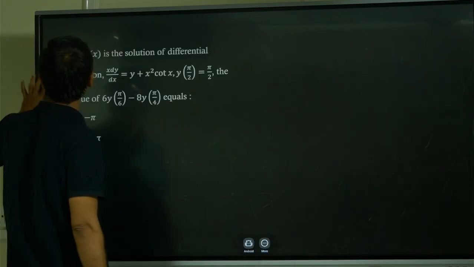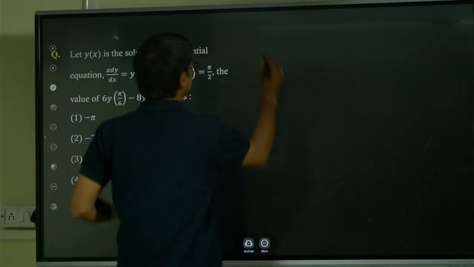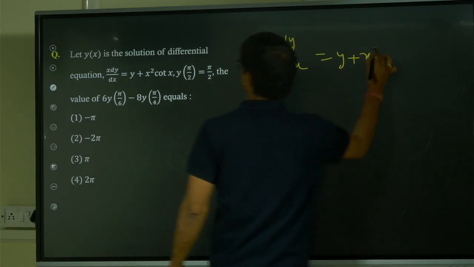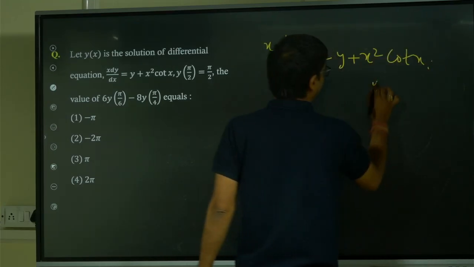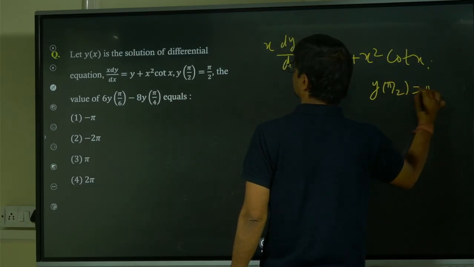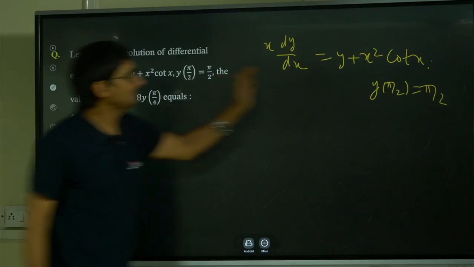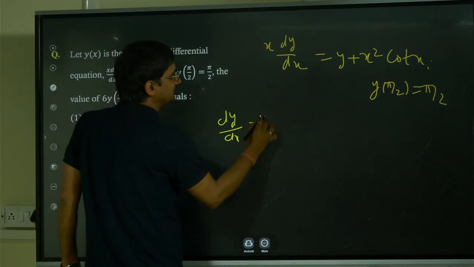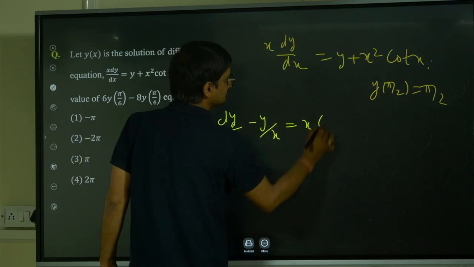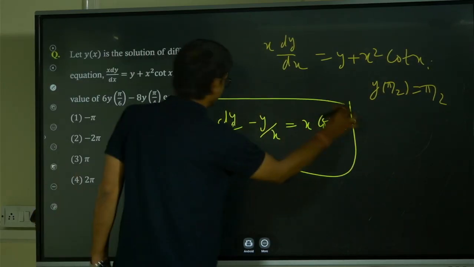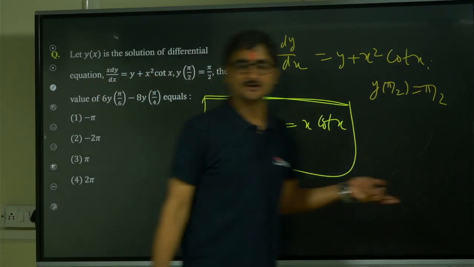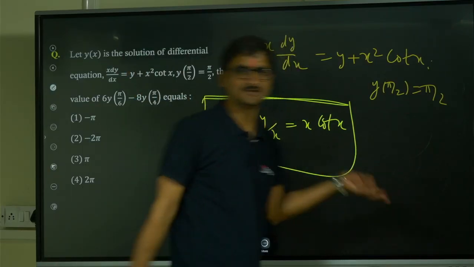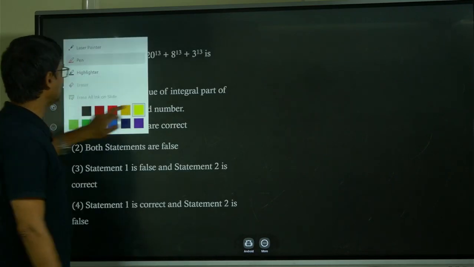So now moving to the next one, the solution of this equation, which is x dy by dx is equal to y plus x square cot x, and y at x equal to pi by 2 is pi by 2. Then we have to find some value. As we can see, we can definitely solve it. It's a simple LDE type of form, where the integrating factor is e raised to the power integral of minus 1 by x, which happens to be 1 by x, and then we multiply and we will get it. I'm not going into its detail. Moving to the next question.